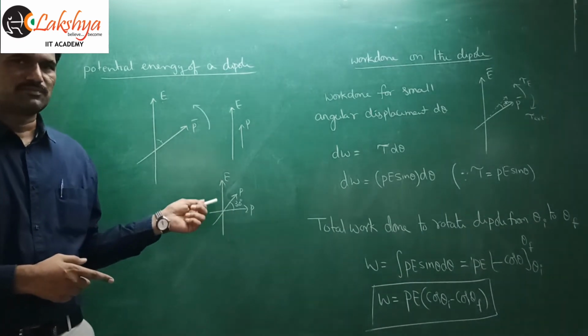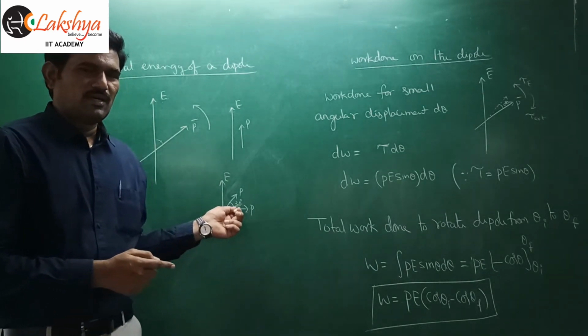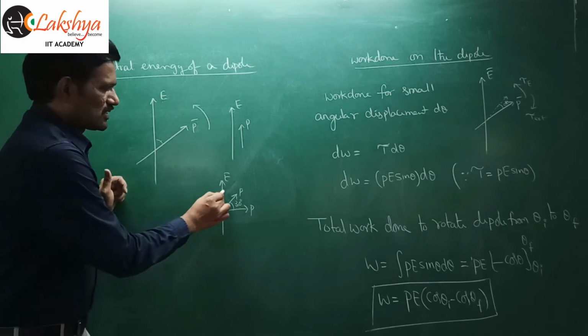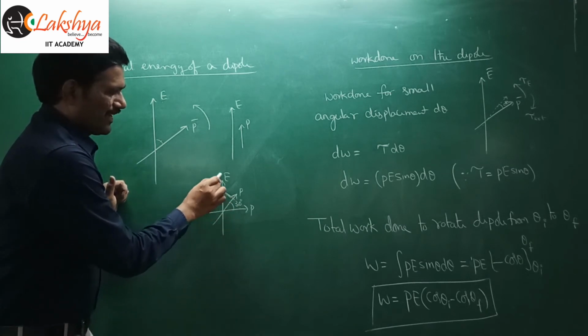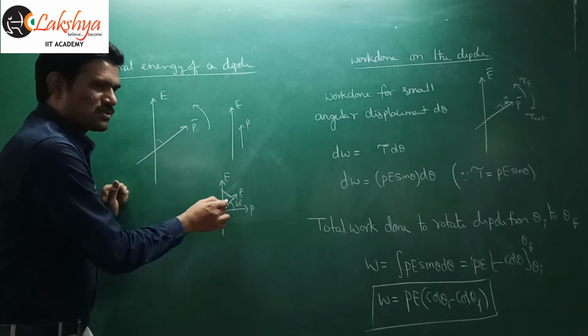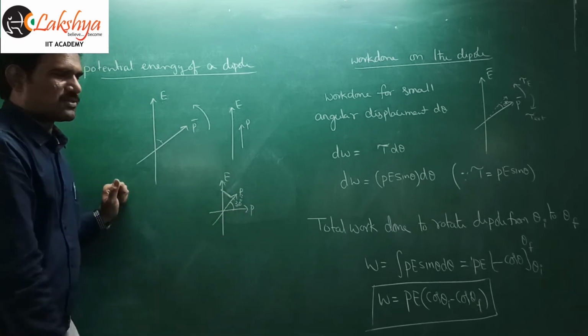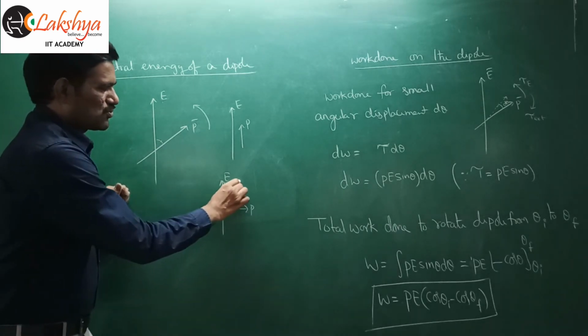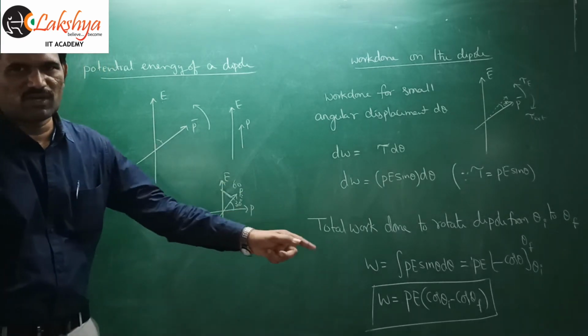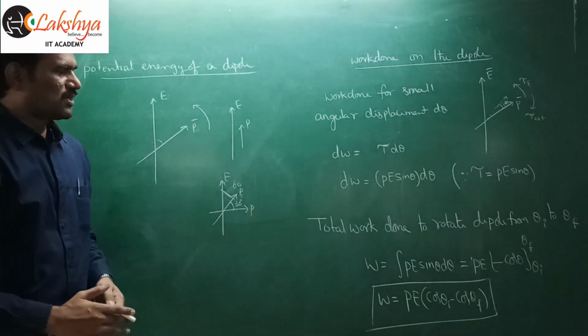Theta 2 is not 30 degrees here. Theta 2 is 60 degrees. This angle, we always need to write the angle between P bar and E bar. It is turned through 30 degrees. When it is turned through 30 degrees, the angle between P bar and E bar will become 60 degrees. So that 60 degrees we should take as the theta 2 value, or theta final, here. So theta initial is 90 degrees and theta final is 60 degrees.